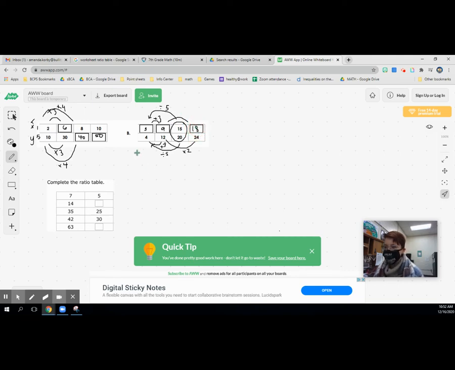If I want to find my unit rate, I would just divide by whatever number I need to get to 1. So let's divide by 3. 3 divided by 3 is 1. 4 divided by 3 is 4 over 3, or 1 1/3.